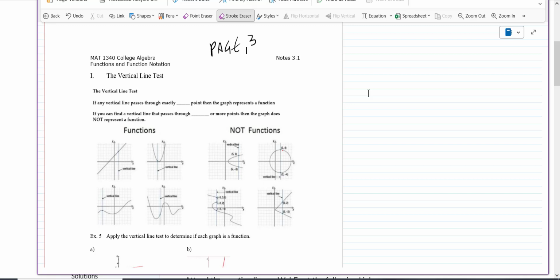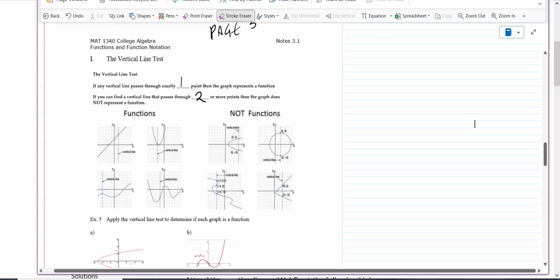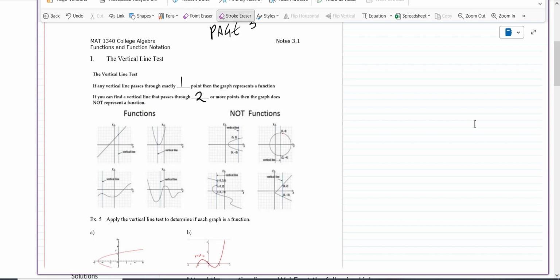Okay, so vertical line test. What we said was if any vertical line passes through exactly 1 point, then the graph represents a function. If you can find a vertical line that goes through 2 or more points, the graph is not a function. Real quick review on this. These are examples of functions, because every vertical line you can possibly draw is only going to go through 1 point. You don't have to really put those little lines on there. I'm just trying to demonstrate what it looks like when it passes the vertical line test. Only goes through 1 point.